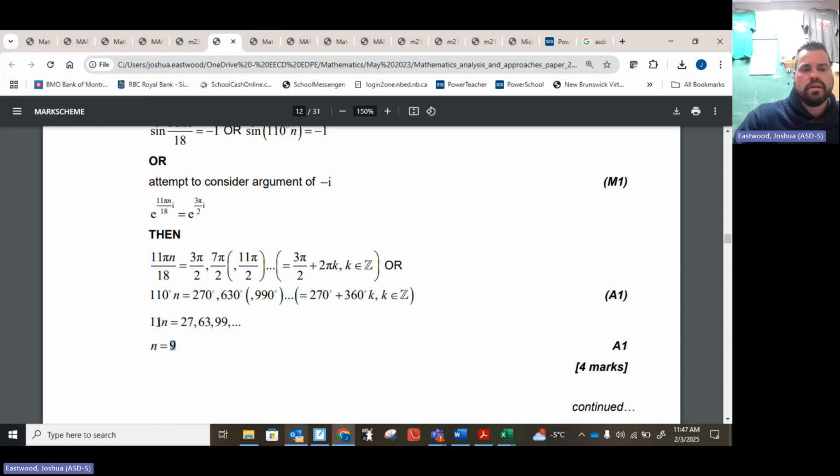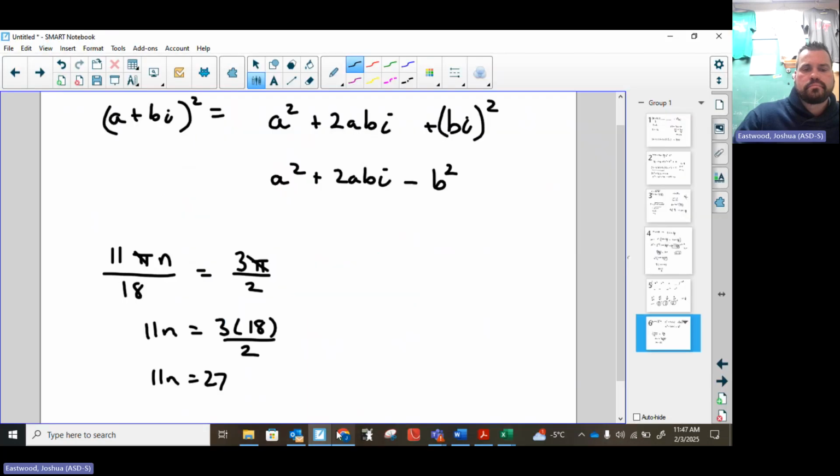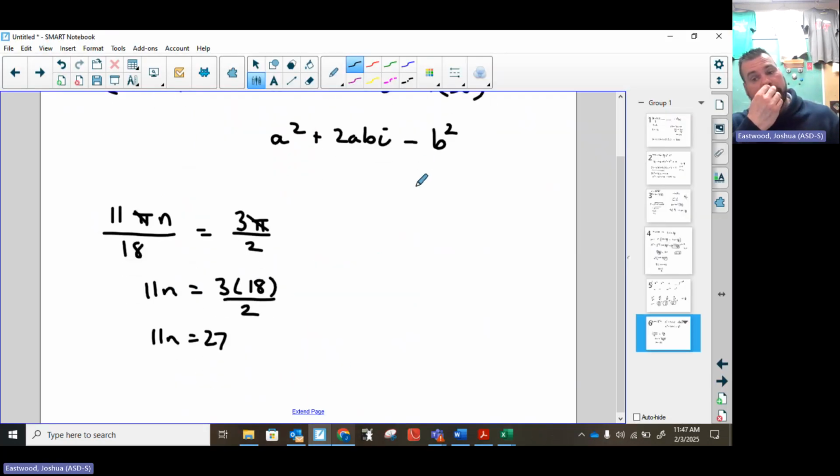Now you might be saying, okay, well, how did 11n equals 27 become n equals 9? Because 27 divided by 11 is not 9. So how did that happen? What you need to think about is that I need n to be a whole number, right? So I can't let n be just 27 over 11. That doesn't work. So I need it to be some multiple of that. So if n is 9, I need to essentially get that to 11 pi over 2. Now, 11 pi over 2 is not 3 pi over 2, sorry.